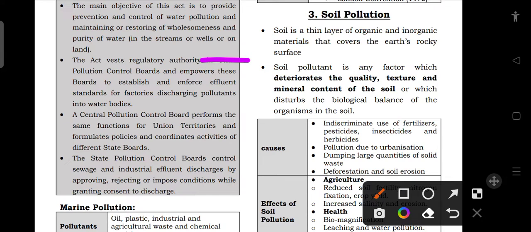SPCB empowers the board to establish the effluent standard for waste to be discharged in water. So the industry has to treat the waste before discharging it. CPCB performs the same function for union territories. And SPCB will control the sewage and industrial effluent discharge.